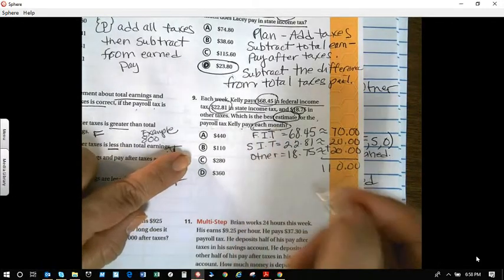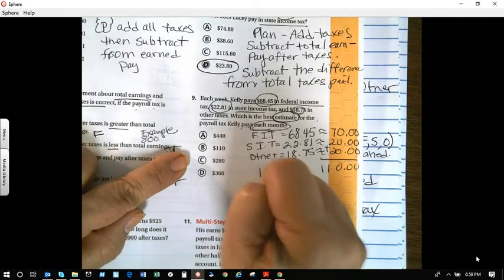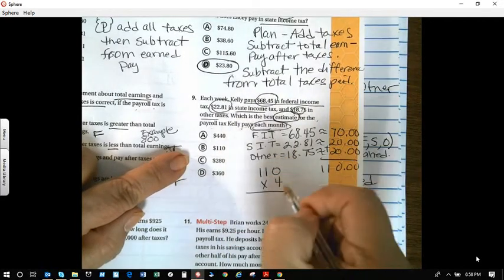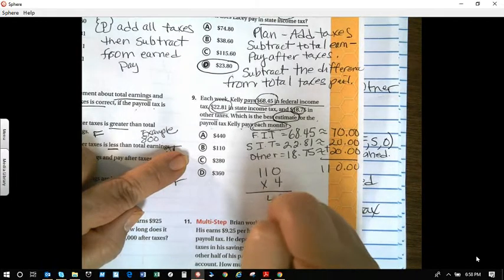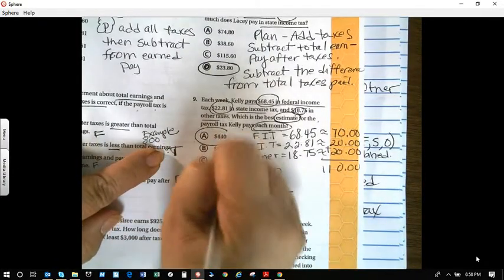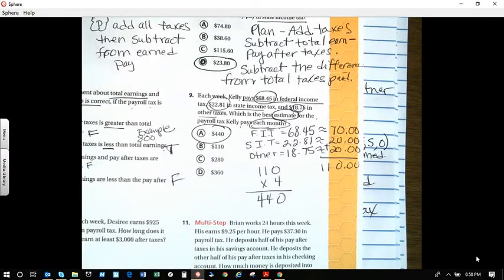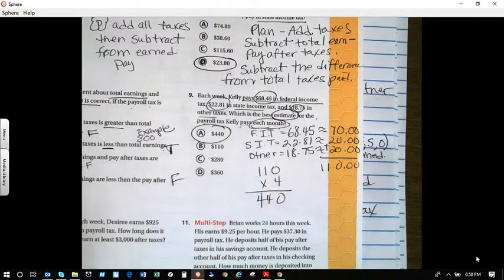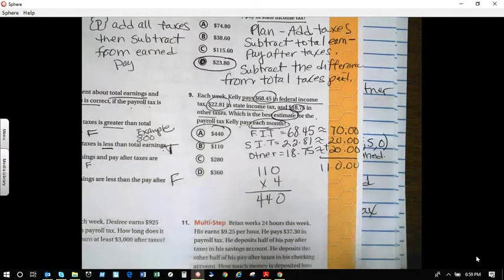And here it's saying for the month. So we have 110 times 4 because there's 4 weeks in a month. So the correct answer is about $440 that she pays in taxes. So you have to be real careful and know what, and underline and circle all the important information. I should have rephrased this because it's like Kelly pays an estimate of blank each month in payroll taxes. So about $440. All right, we're almost done.